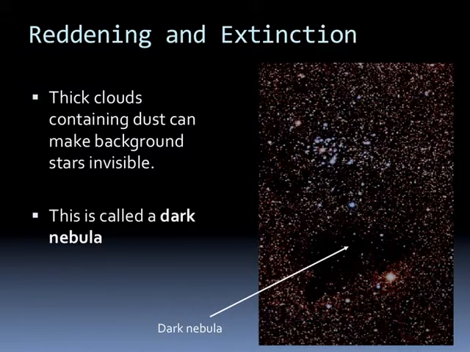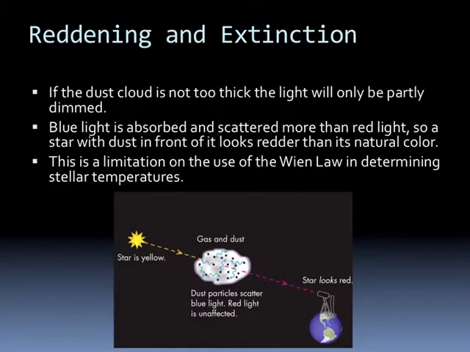Here we look at this field of stars and we see this area here where it looks like there's fewer stars. It's not that there's fewer stars there. There's a cloud of dust in between us and the background stars that hides the stars behind it.